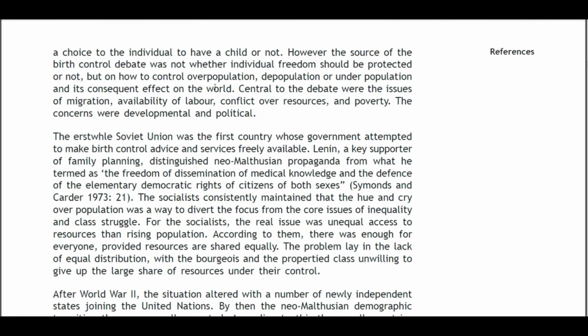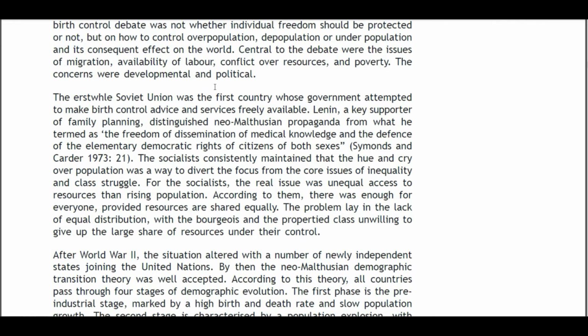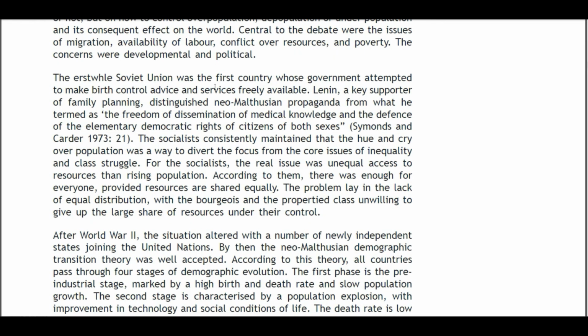The erstwhile Soviet Union was the first country whose government attempted to make birth control advice and services freely available. Lenin, a key supporter of family planning, distinguished Neo-Malthusian propaganda from what he termed the freedom of dissemination of medical knowledge and the defense of elementary democratic rights of citizens of both sexes. The socialists consistently maintained that the hue and cry over population was a way to divert the focus from the core issues of equality and class struggle.